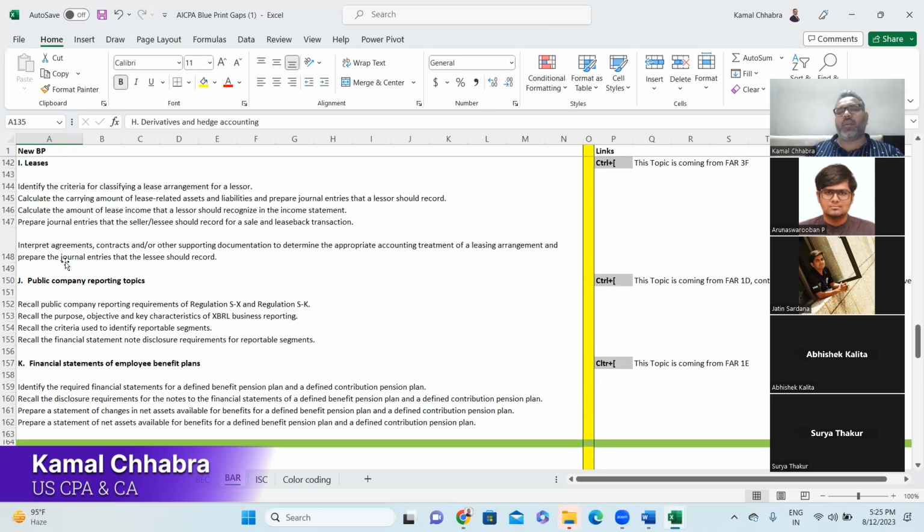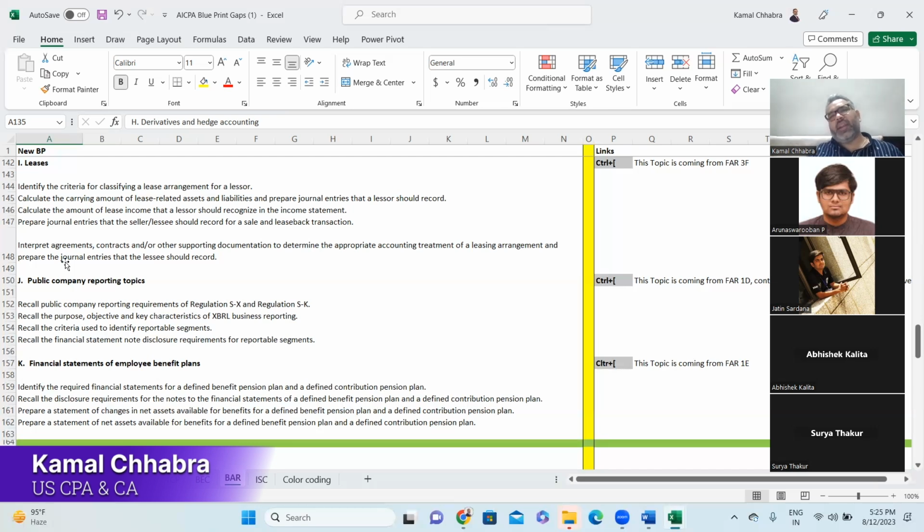In your college days you might have studied operating lease and finance lease, right? But in US GAAP it's very different. There are different categories of lease in the books of lessee and different categories of lease in the books of lessor. So this is a new concept. Have you heard the term ASC 842? Yes, Accounting Standards Codification 842.